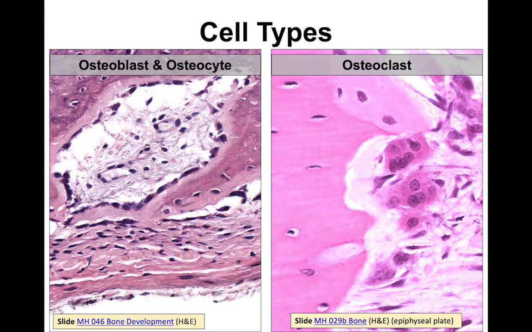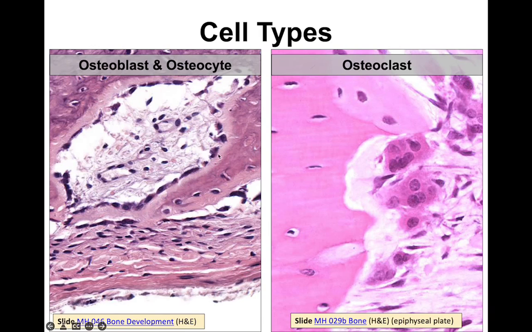Now let us see the three types of bone cells. First, let us see osteoblasts and osteocytes. Osteoblasts are derived from the osteoprogenitor cells, and the main function of osteoblasts is to produce bone matrix. So osteoblasts produce bone matrix.